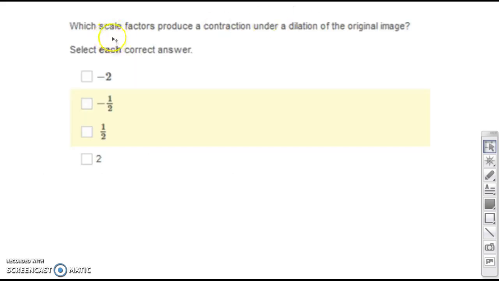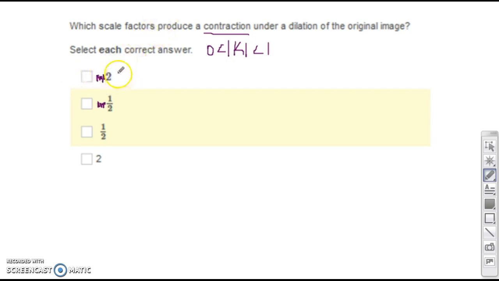Okie dokie, so let's check out this first one. Which scale factor produces a contraction under a dilation of the original image? So we want it to get smaller. That means the absolute value of our scale factor has to be between 0 and 1. Remember, we do not care about negatives. Negatives are distractors. I'm going to get rid of them. So then I'm just going to say, okay, is the absolute value greater than 1 or between 0 and 1?